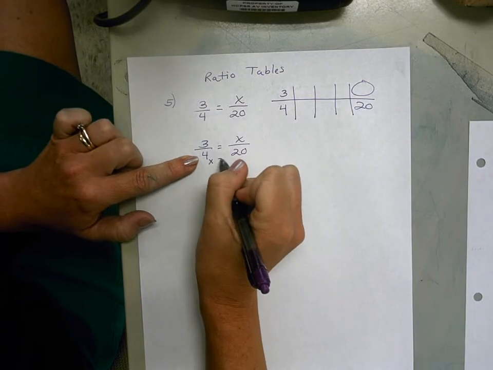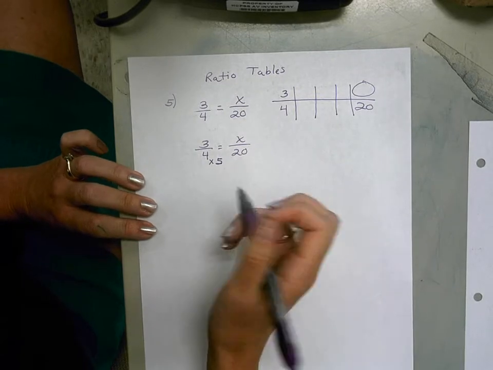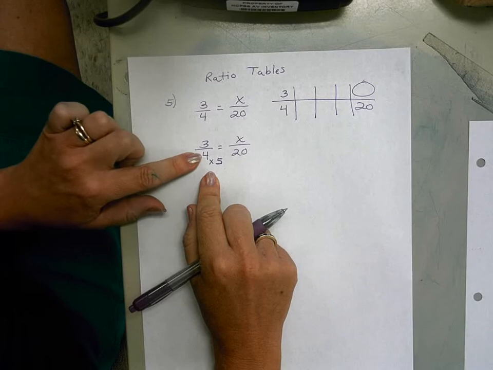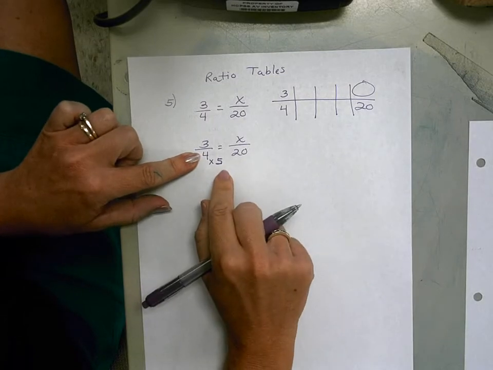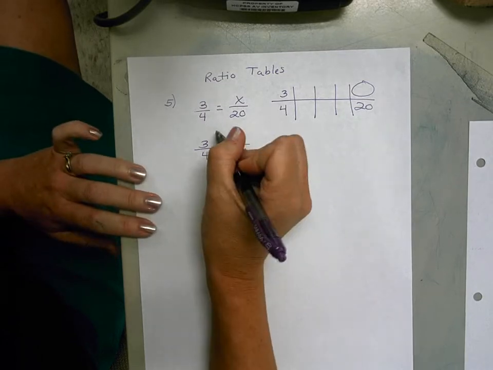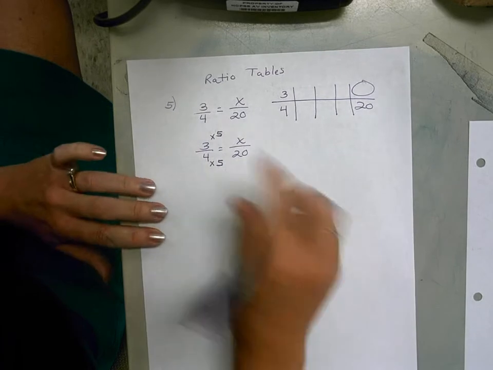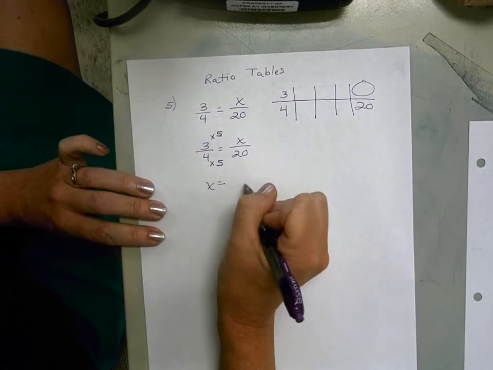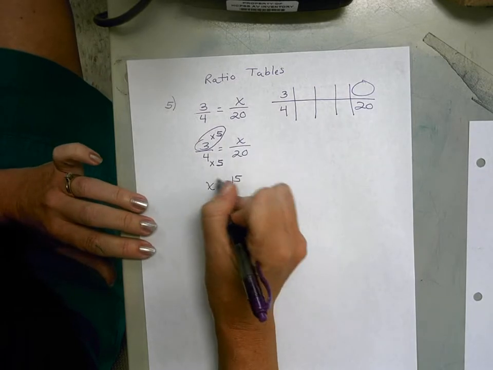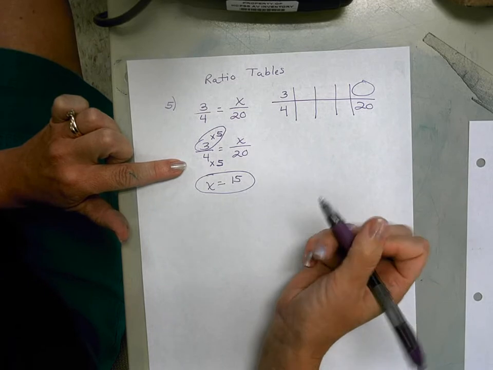multiply 4 by 5 to get 20, which is really nice. If you see that you can multiply your denominator by a multiple to get your other denominator, you're home free, because we're going to do the same thing in our numerator. 3 times 5 will give us our answer for x, so x equals 15. It's a great strategy, and use it as many times as you can.